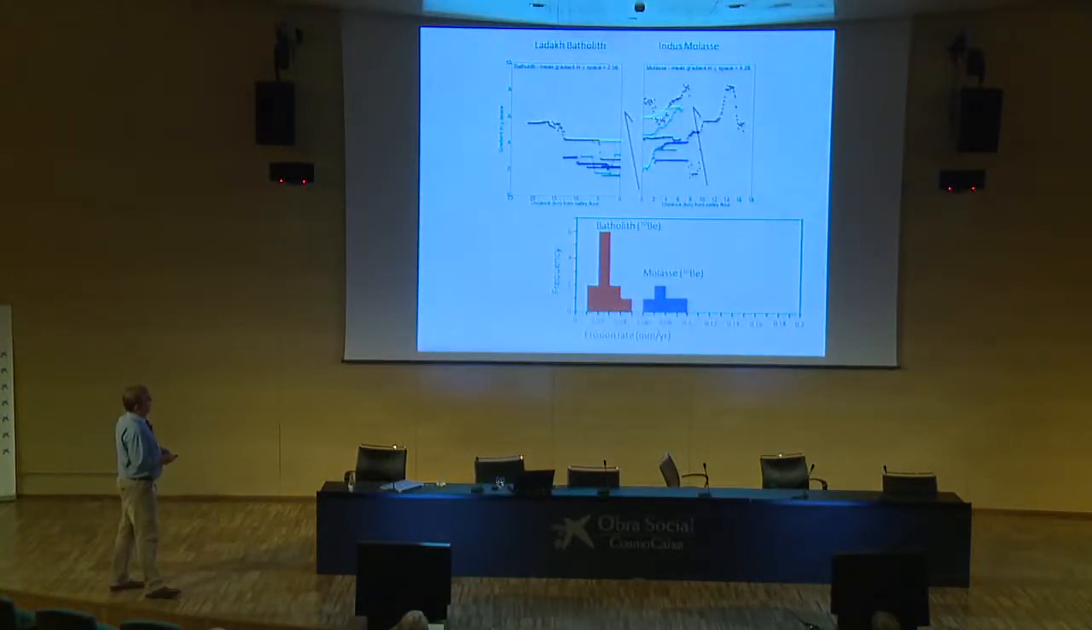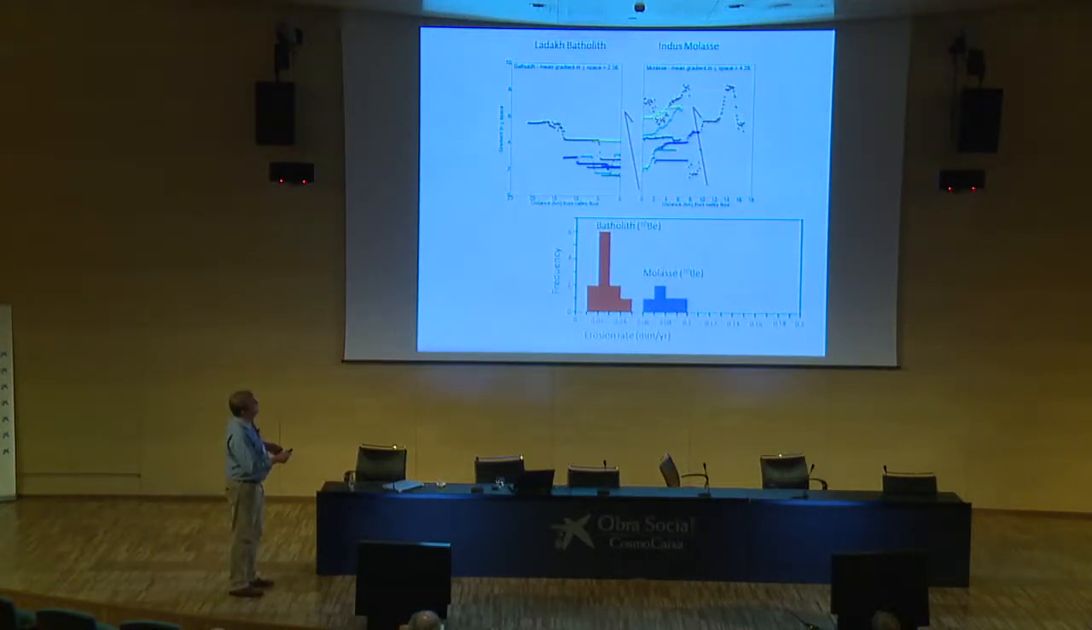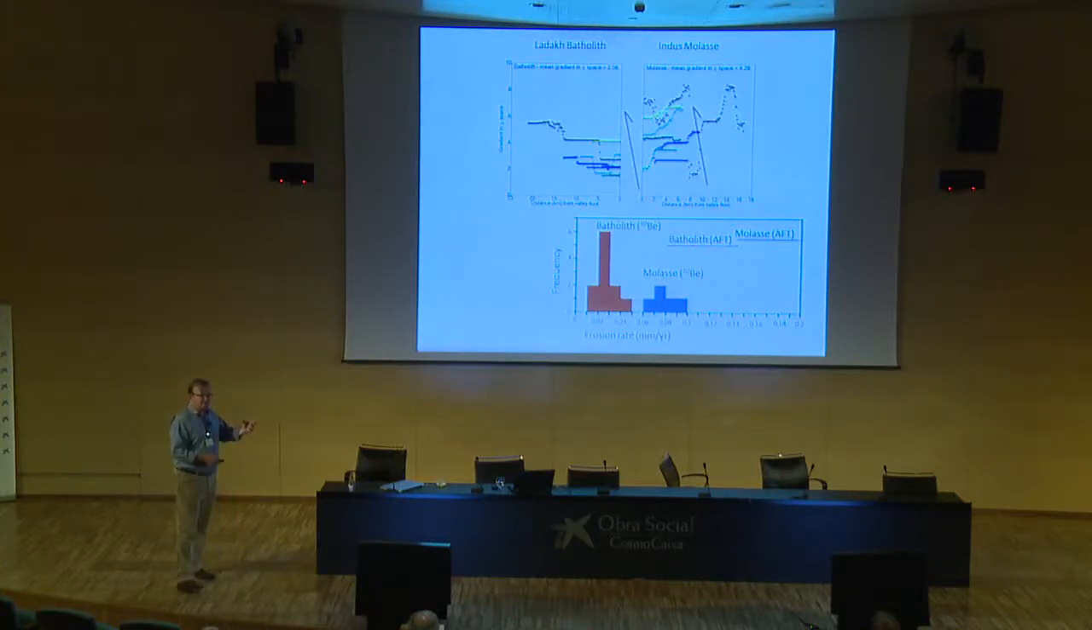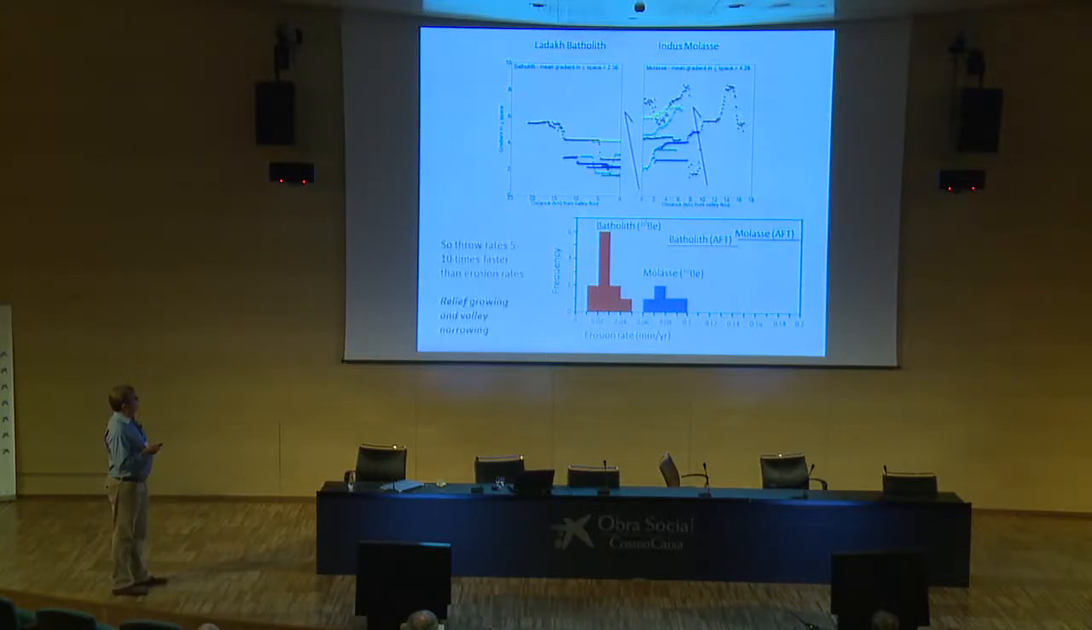So what we see here is the Indus Valley. These are the batholith sediments. Those are the batholith profiles, the molasse rivers. This is the batholith erosion rates, much slower, the molasse erosion rates. And just to put on the AFT, just to show you that that difference is there, but the overall values are higher. So fault throw rates are 5 to 10 times faster than erosion rates, which suggests that in this area, relief is growing and the valleys are narrowing.